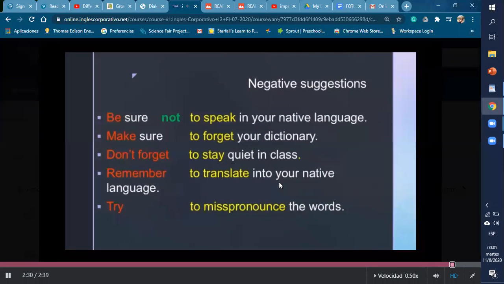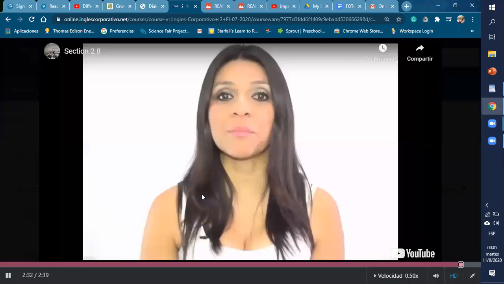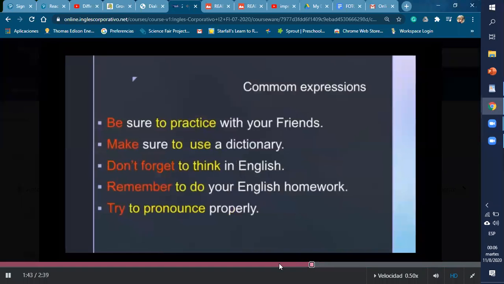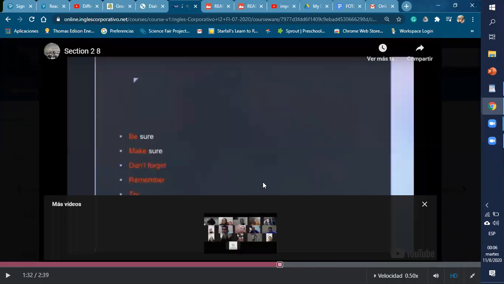Now it is your turn. Ready to come up with examples of your own? Try it and write them down. Let's make examples and expressions we use.